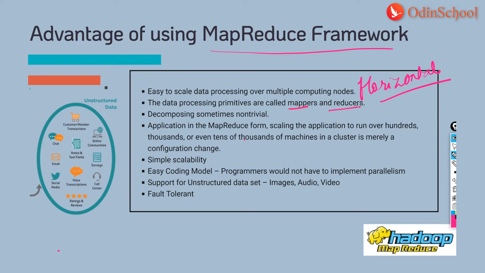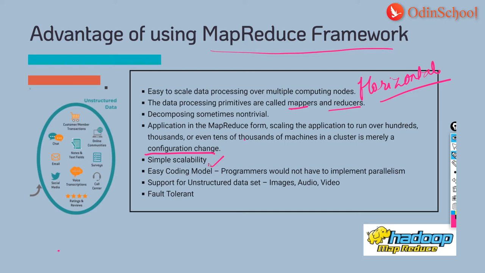The data processing primitives are called mappers and reducers. Decomposing is sometimes very non-trivial, basically. Applications in the MapReduce form are always designed to scale to run over hundreds, thousands, or even tens of thousands of machines in a cluster, so that only a small configuration change is required to scale down your application. So that's how easy it is to scale up or scale down your application. Very simple scalability is provided here, and the coding model is also very easy.